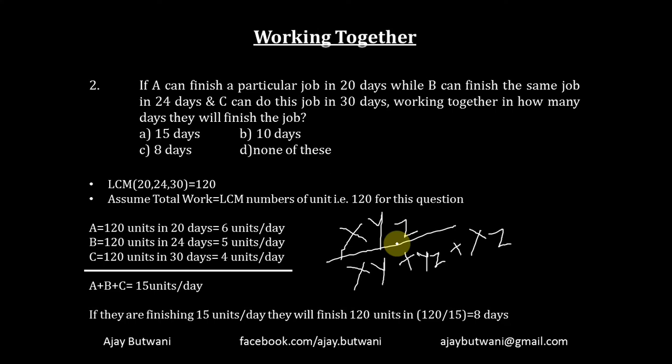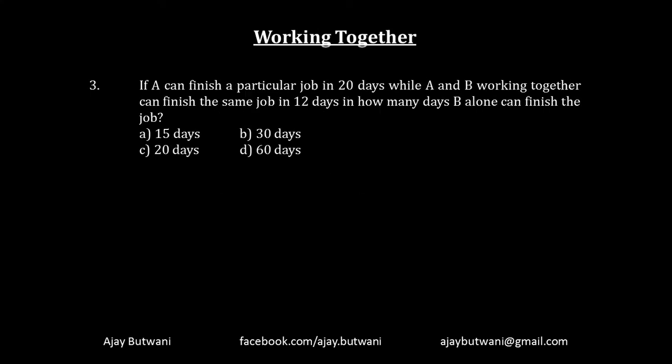Okay, so let us explore this LCM method a bit more. Let us see some more questions. The next question says, if A can finish a particular job in 20 days, while A and B together can finish the job in 12 days, in how many days B alone can finish the job? We are going to do again the same thing. We will be finding the LCM of 20 and 12.